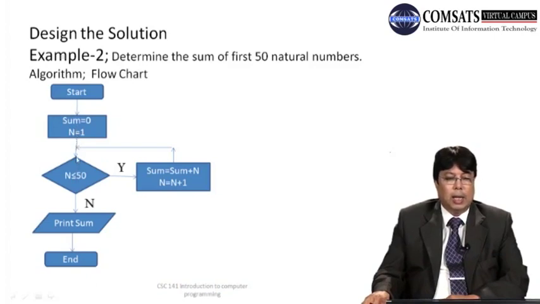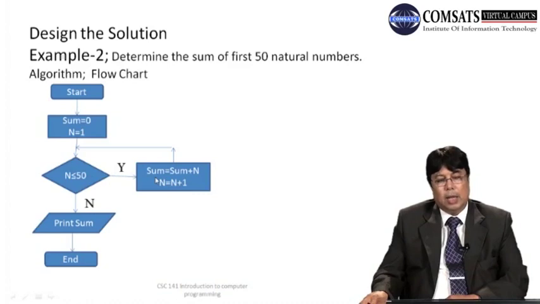Then there is an input flow to this decision box. Here you test n is less than 50. If it is less than or equal to 50, I think it should be yes. If n is less than 50, then we add 1 to n, add to the sum, and go back again.